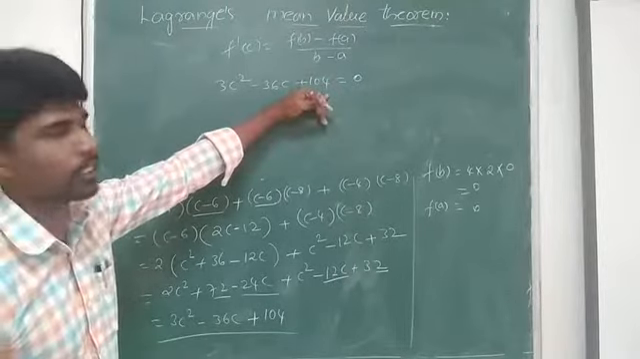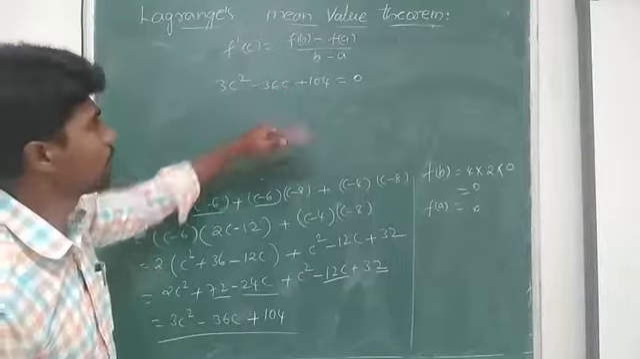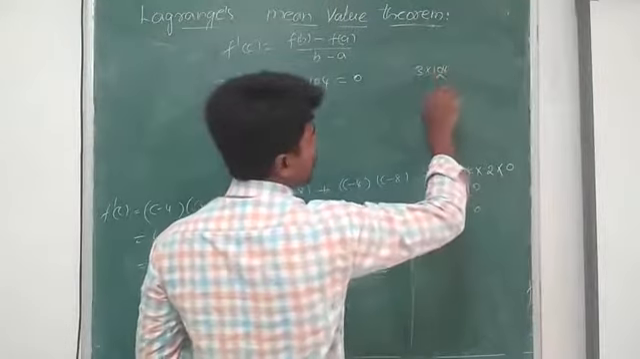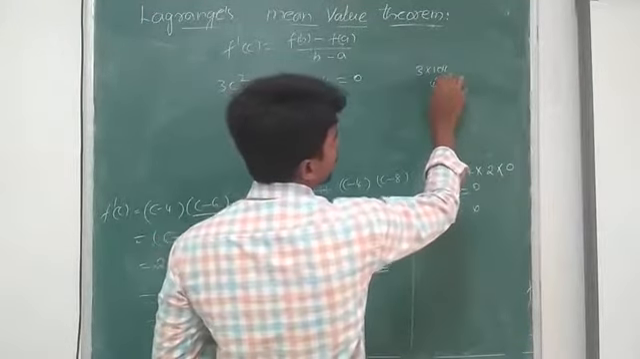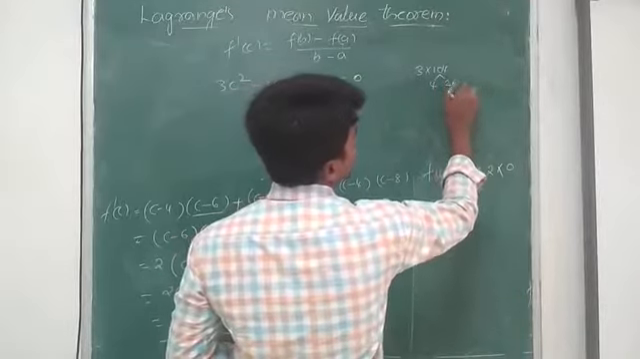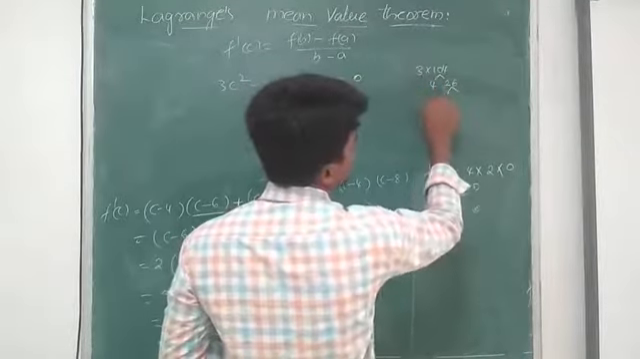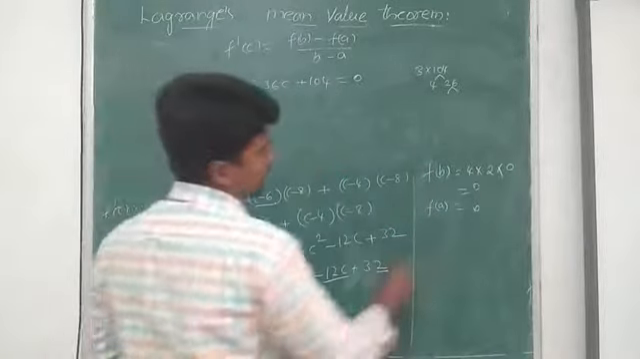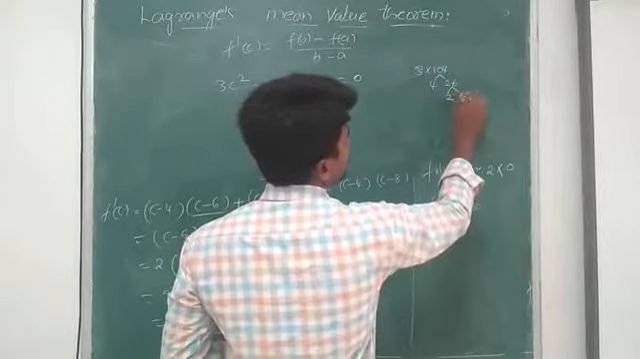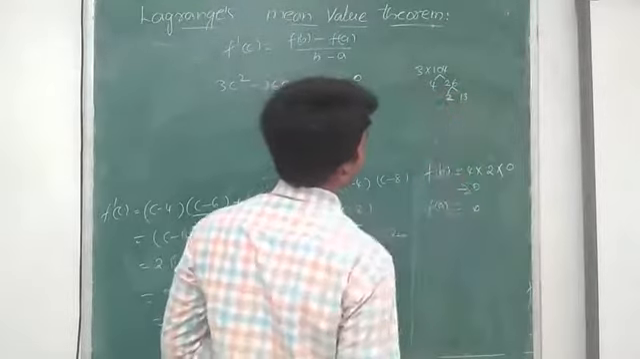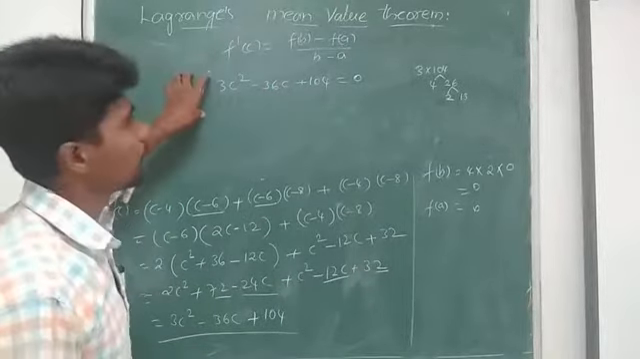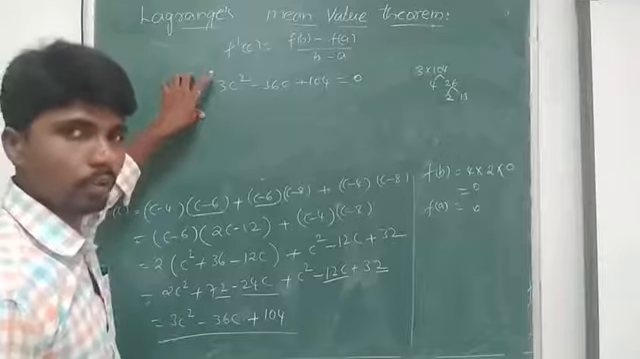104 is not divisible by 3, so we cannot take 3 common, so I go for factors. So 3 into 104, so if I still factor 104, I get 4 into 26, 3 4s are 12 and 26, which is 38, not satisfied. 2 into 13, 8, 24 and 13, again not satisfied. So this particular thing we are not able to factorize, so I am going for the quadratic formula.